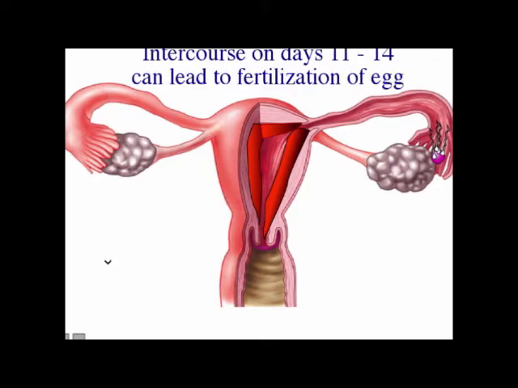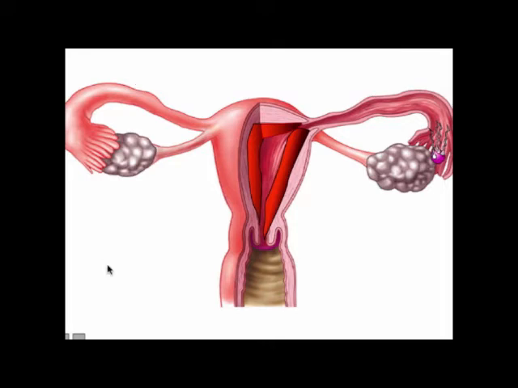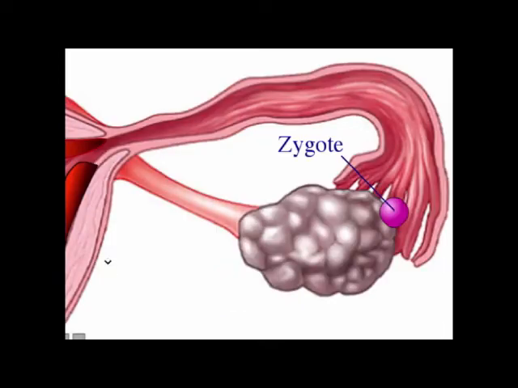So yes, intercourse on days 11, 12, 13, or 14 can lead to fertilization of the egg, so a pregnancy. All right, so let's say the egg has been fertilized, and so it's now officially called a zygote. That's the first cell, the single cell that grows into the baby. The zygote already starts to divide before it's even reached the uterus.